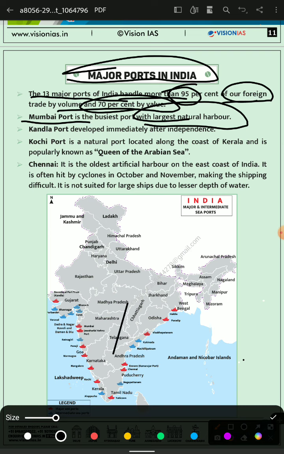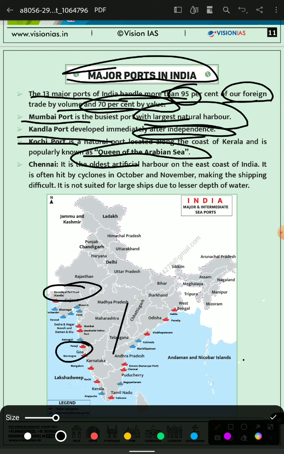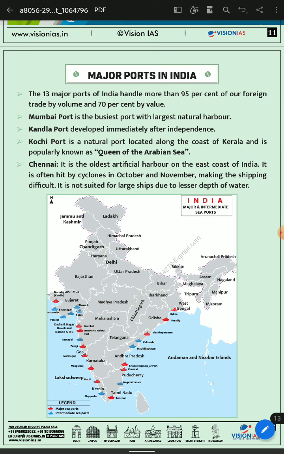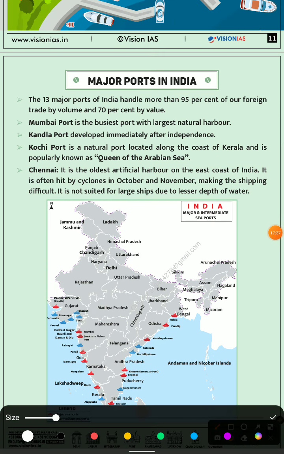This is the Kandla port, developed after independence. The Kochi port is the Queen of the Arabian Sea, because it is on the side of the Arabian Sea. On the Bay of Bengal side, Chennai is the oldest artificial harbor, a coast city often hit by cyclones in October and November, which makes ship movement difficult.